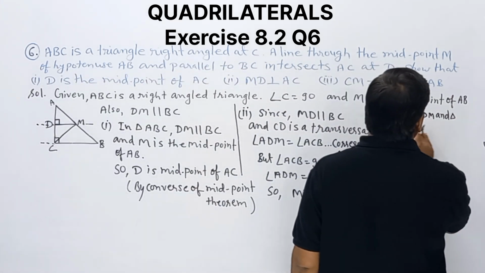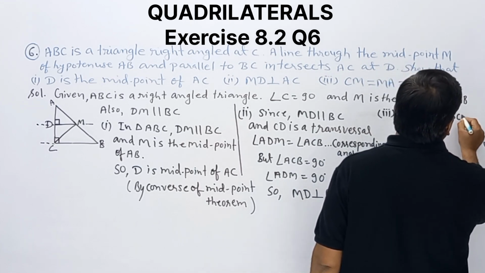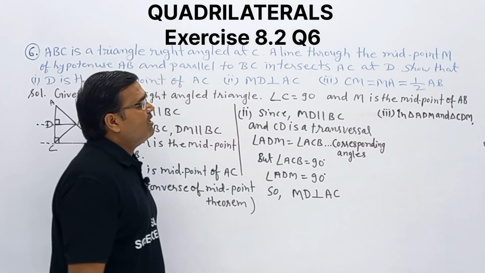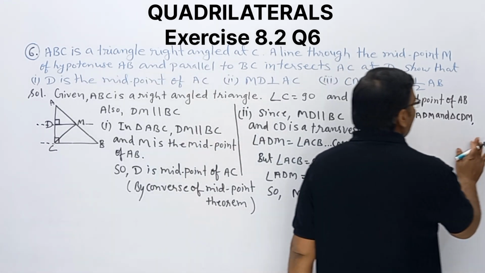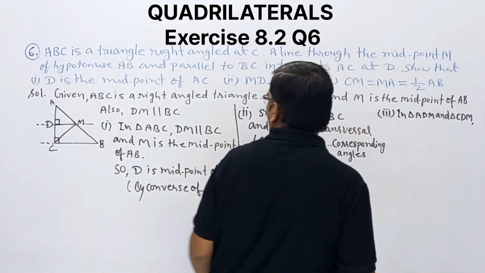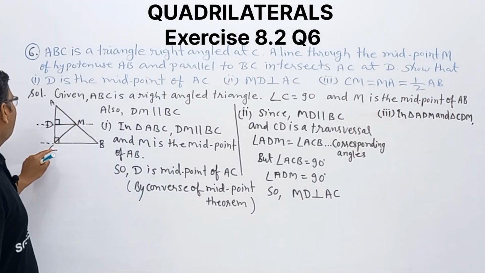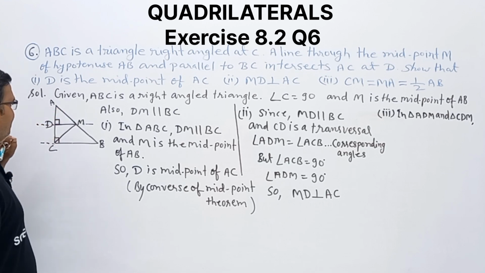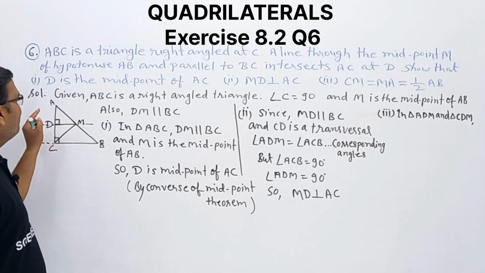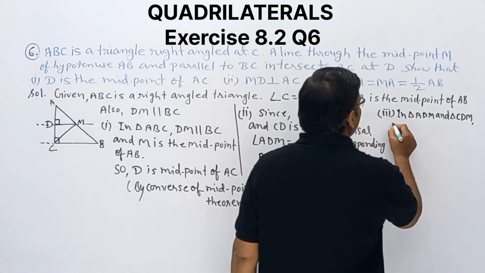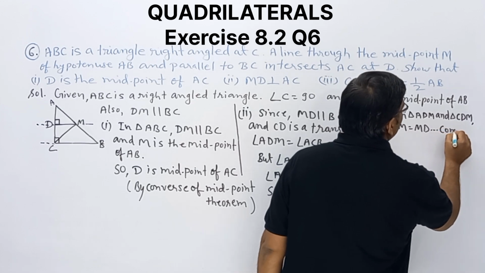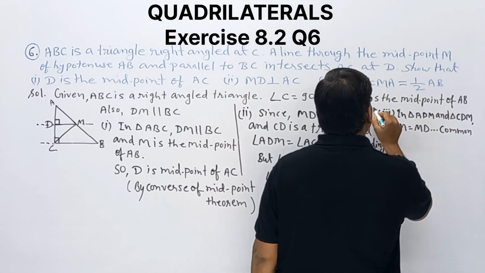In triangle ADM and triangle CDM, what are we having? Observe, in both triangles ADM and CDM we want to prove congruence. So we can say DM is common in both. DM equal to MD, common in both triangles.